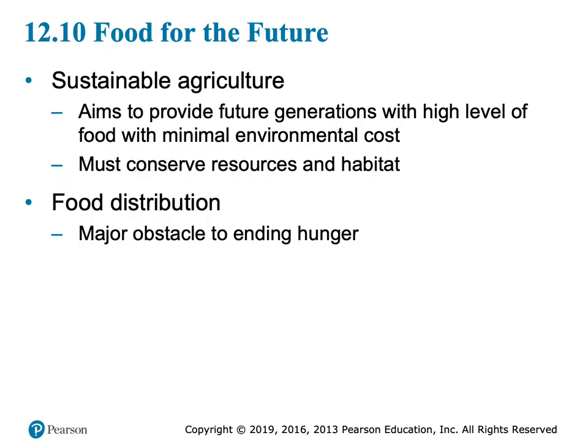Sustainable agriculture looks to provide future generations with a high level of food with minimal environmental cost, so they look at conserving resources and habitat. Obviously, food distribution is a huge food thought for the future. There's a major obstacle to ending world hunger. And whether we like it or not, genetically modified crops might be a part of that solution because of their ability to be planted in situations that are harder for plants to grow.